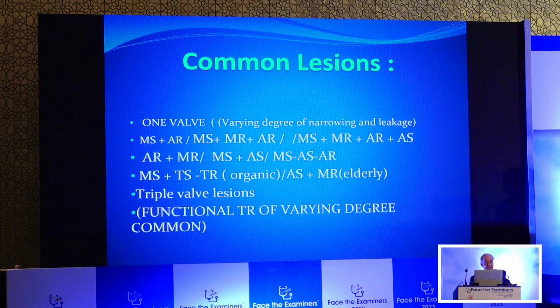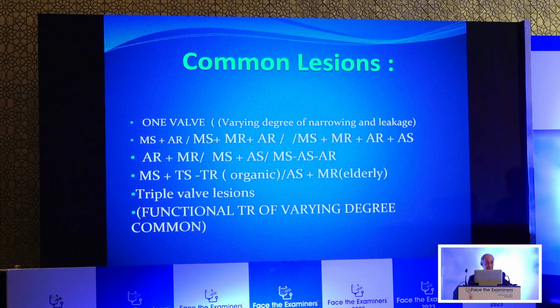Then you can have MS with aortic regurgitation. You can have a mixed mitral with aortic regurgitation. You can have MS, MR, AR, AS. So you can have various combinations, both valves, and you can have all stenosis, regurgitation. You can have the regurgitation lesion of both valves, aortic and mitral. You can have stenotic lesion of both valves, mitral and aortic. You can have a mitral stenosis with mixed aortic valve disease. You can have a mitral stenosis with organic involvement of the tricuspid valve.